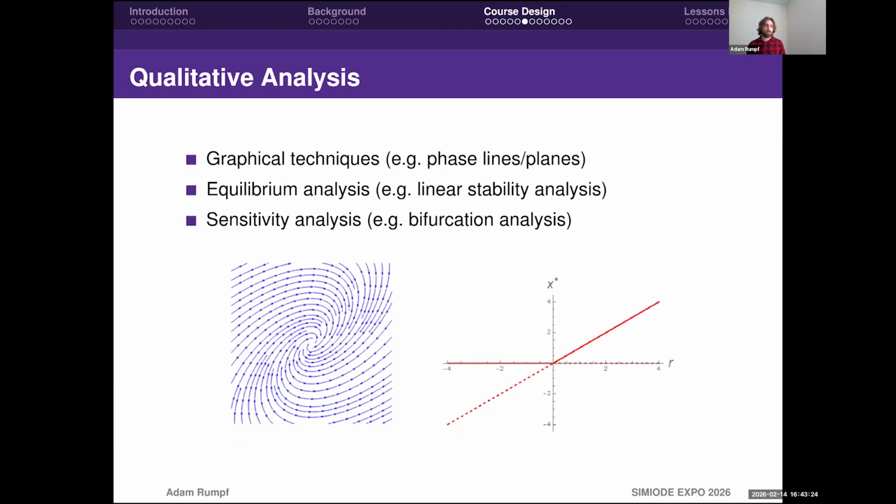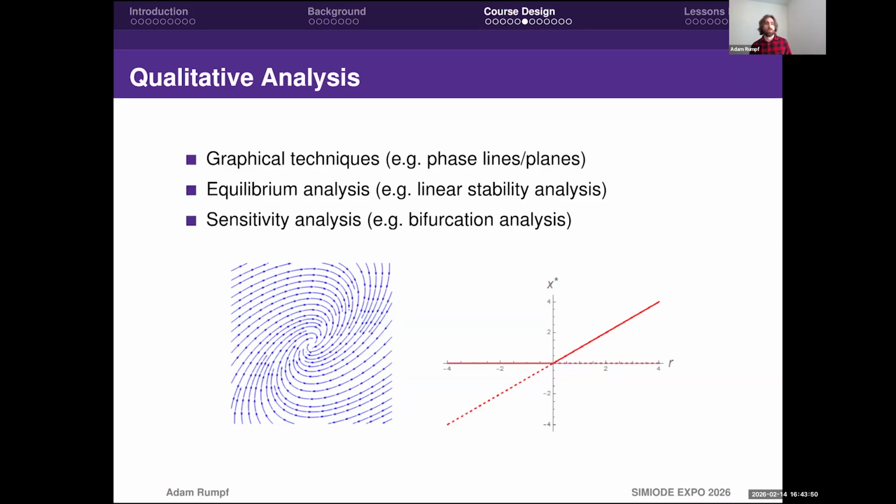Next up, we also focused a lot on qualitative analysis in lieu of talking about how to exactly solve a differential equation. There are a bunch of different elements to that, but broadly speaking, what I'm talking about is ways of figuring out how you should expect a system to behave without needing to solve it exactly. So near the beginning of our coverage, that involved a lot of graphical analysis techniques, so using phase lines and phase planes.